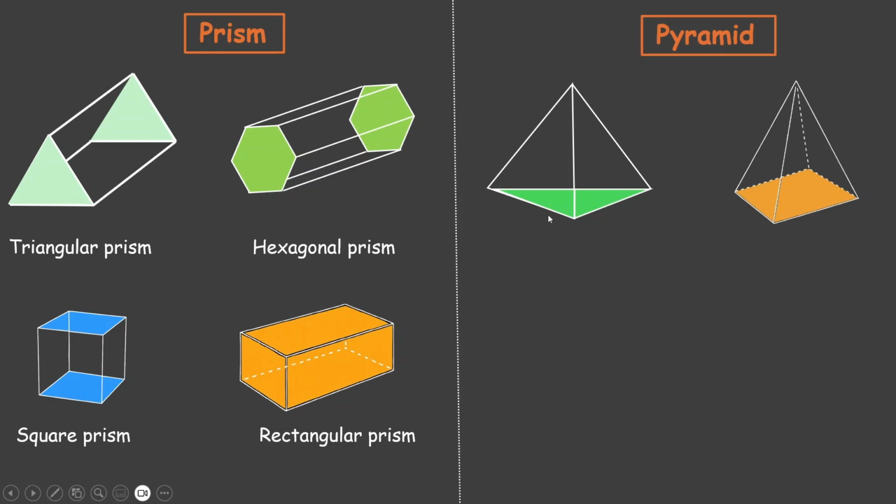In this case, the base is a triangle. So this is a triangular pyramid. It is also known as tetrahedron. Tetra means 4. This one has 4 faces, 3 lateral and 1 at the bottom. Similarly, here the base is a rectangle. So this is a rectangular pyramid. If the base was a pentagon, let's say, it would have been called a pentagonal pyramid.